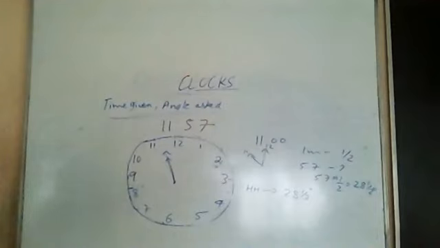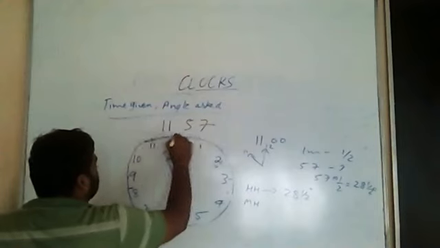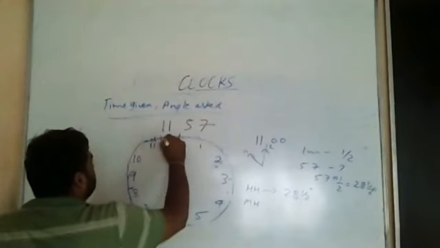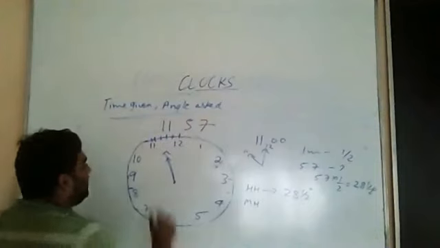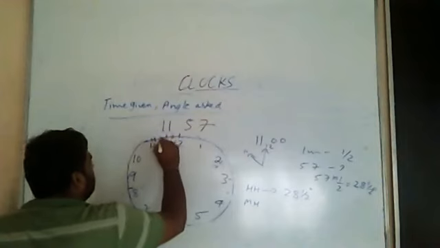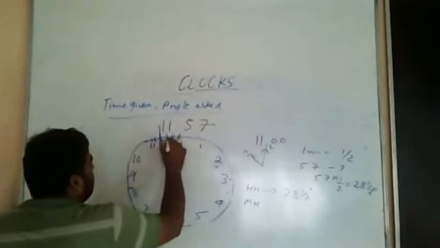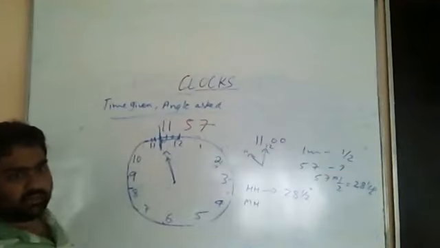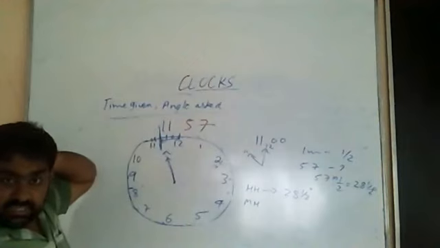The minute hand is in between 11 and 12. There are 5 divisions here. This is 11, this is 12. 1, 2, 3, 4, and this is 12. Correct? 57 is here. This is 55, 56, 57. So it is here. Which means another 18 degrees is yet to be covered. 12 degrees covered, 18 degrees yet to be covered. Correct?